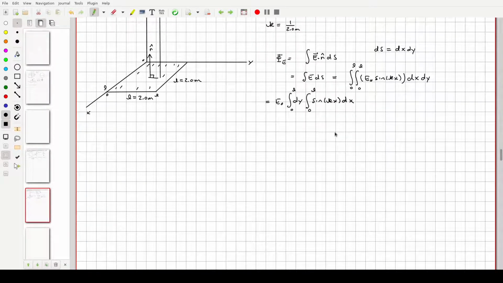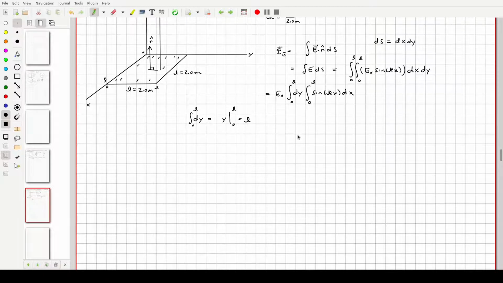Okay, so the integral of dy from 0 to L is super easy to do. That's just y evaluated from 0 to L, which is just L. All right, so this part right here is just L. This one right here is a little more complicated.